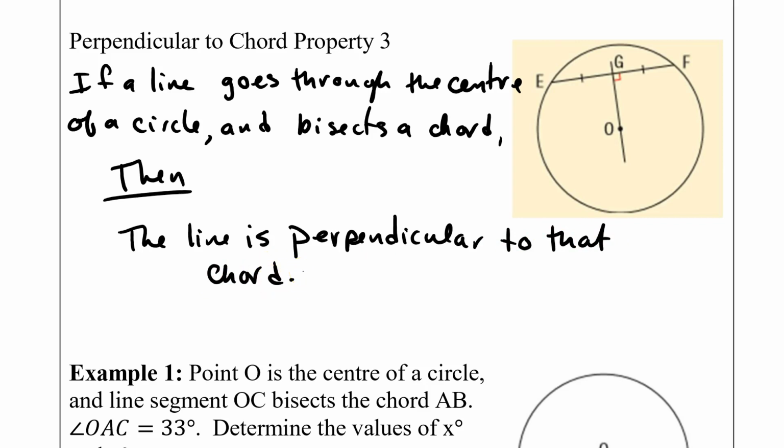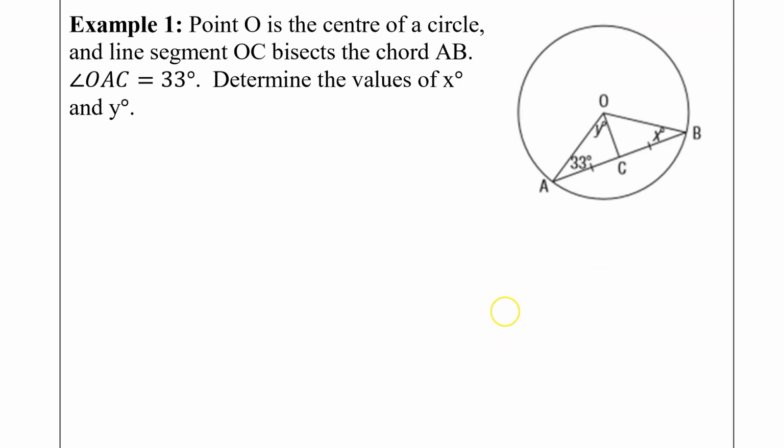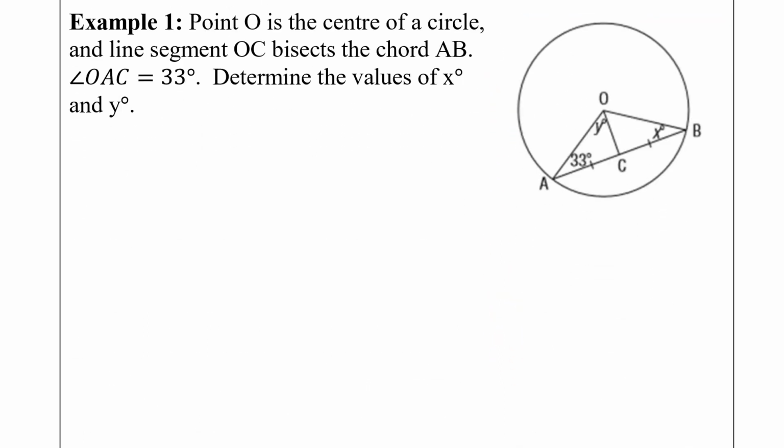Okay, so it feels kind of like we have run around in a few circles here, but let's do some examples to ground our learning and to practice it. So example number 1. Point O is the center of the circle and the line segment OC bisects the chord AB. Angle OAC is 33 degrees. Determine the values of X and Y.